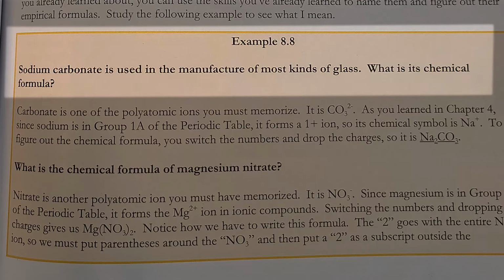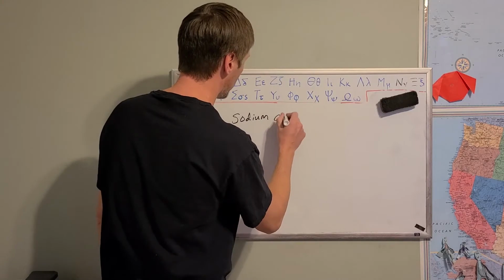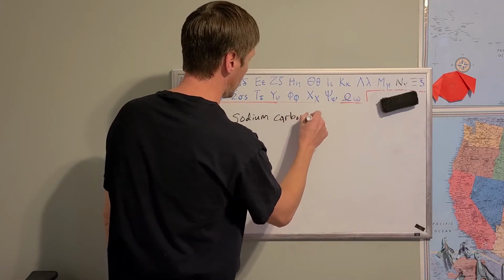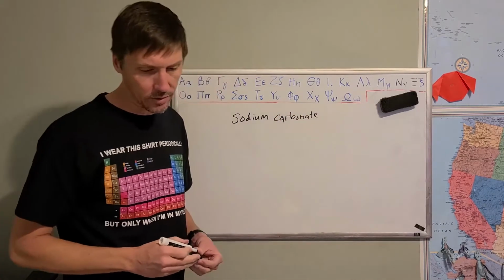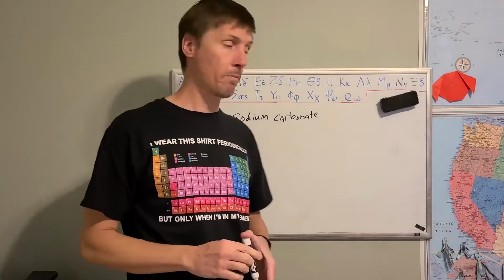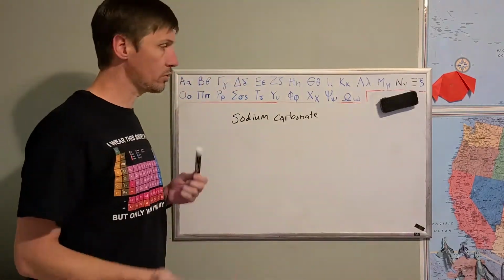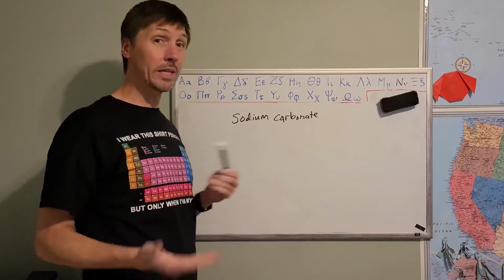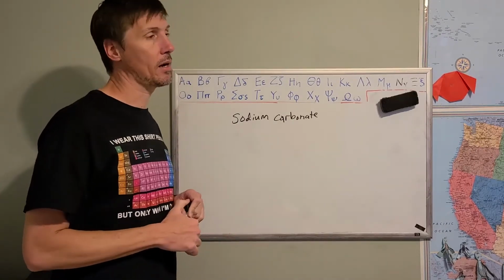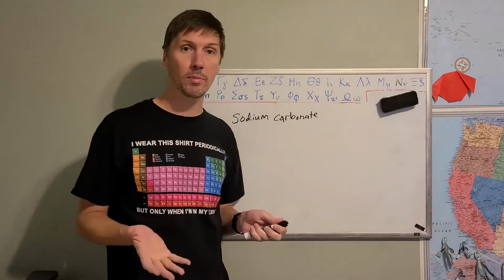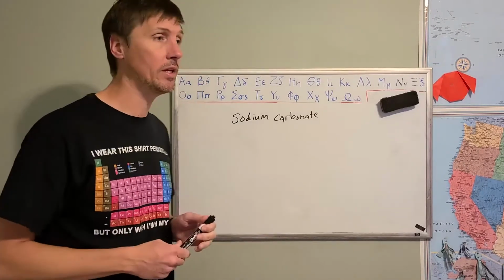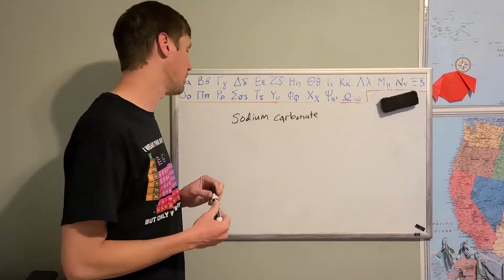It says sodium carbonate is used in the manufacture of most kinds of glass. So sodium carbonate is used to make glass. What is its chemical formula? All right. So we're going to do what we similarly did whenever we were constructing ionic compounds. And if you remember, we would do swap and drop to figure out how many of each of the atoms were in the ionic compound.